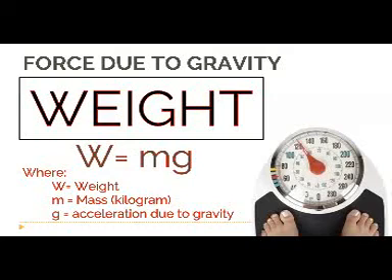The force due to gravity is the force exerted by the object to the surface by means of its weight. So to solve for the weight of the object, simply multiply mass, which is in kilogram, and acceleration due to gravity, which is equal to 9.81. So the unit of weight is kilogram.